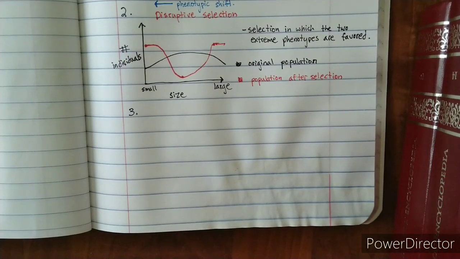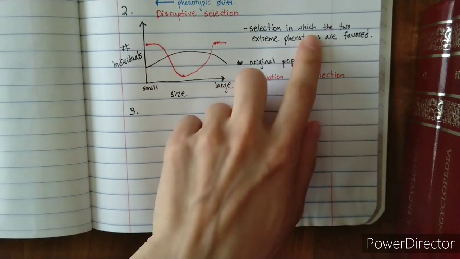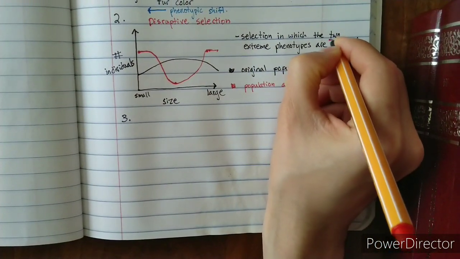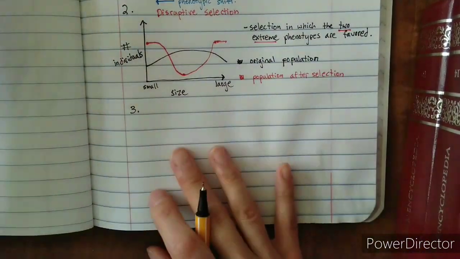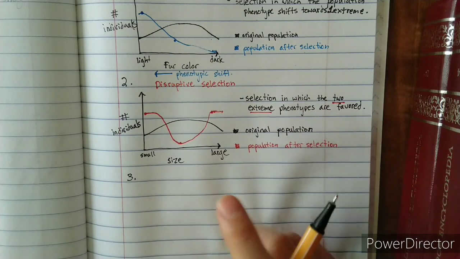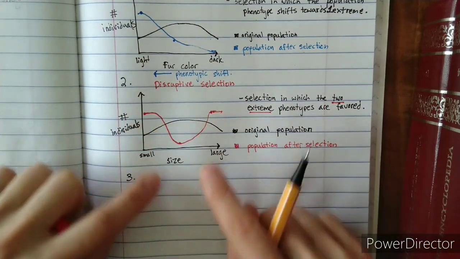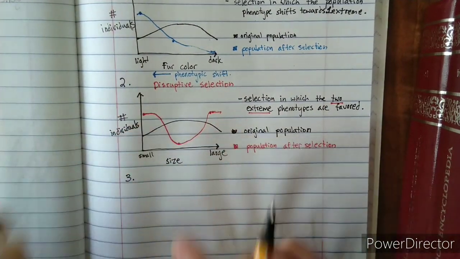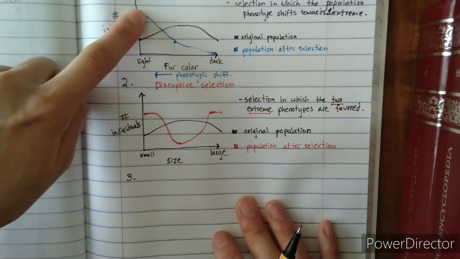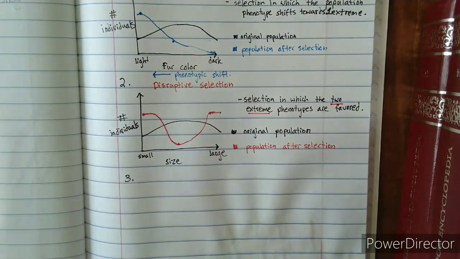My definition for disruptive selection is going to be selection in which the two extreme phenotypes are favored. So the way that this differs from directional selection up at the top is going to be the fact that I have two extremes favored, both small and large, both ends of the spectrum. Whereas in directional selection, I only had one extreme favored, going towards just the light-colored coats.